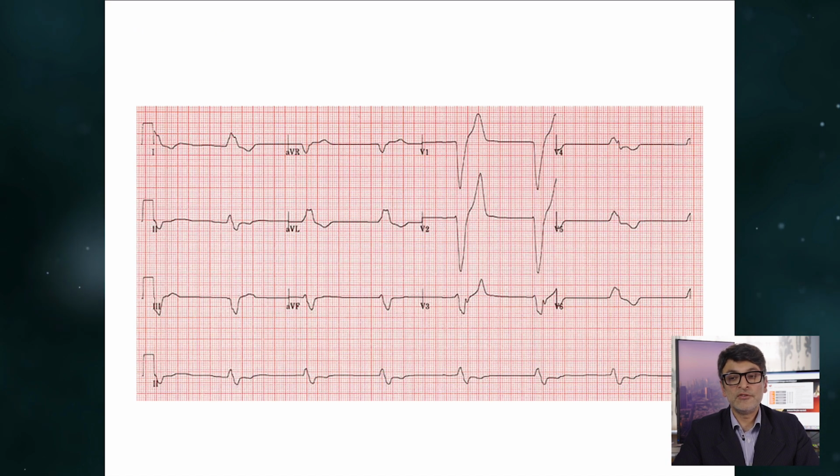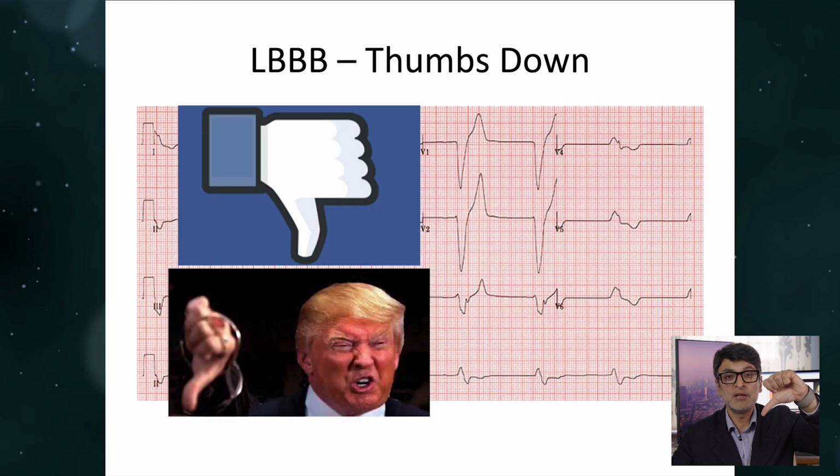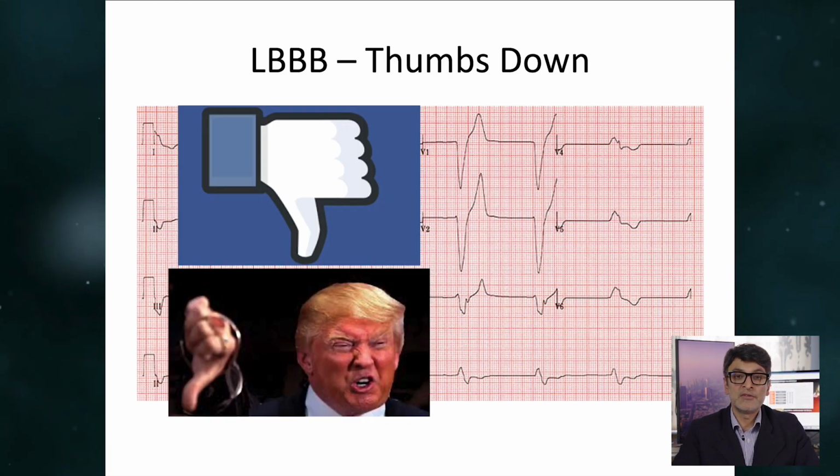So let's look at this ECG tracing. Someone with quite profound bradycardia with a broad QRS. Clearly they've got a bundle branch block because they've got a broad QRS. The question is, is it left or right? And if you focus on V1 and ask yourself, is the QRS pointing downwards or upwards? It's clearly pointing downwards. So this is left bundle branch block. And that means thumbs down.